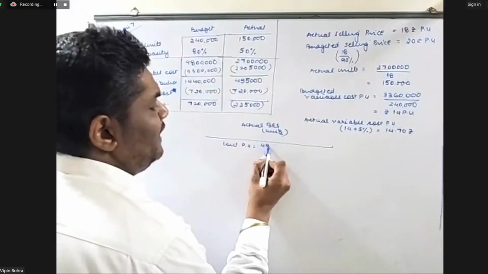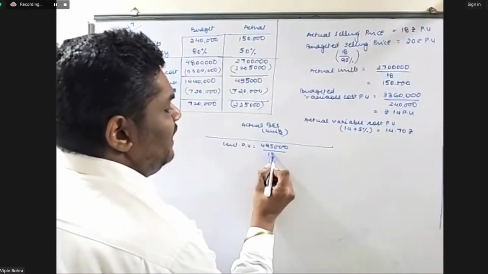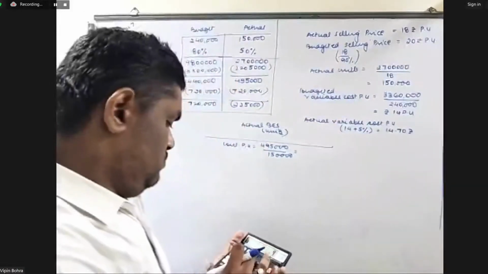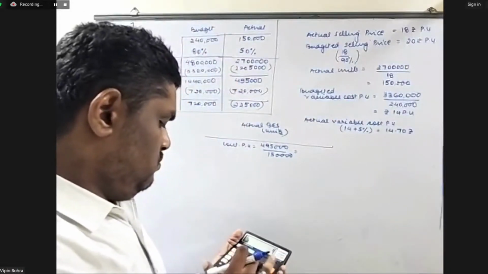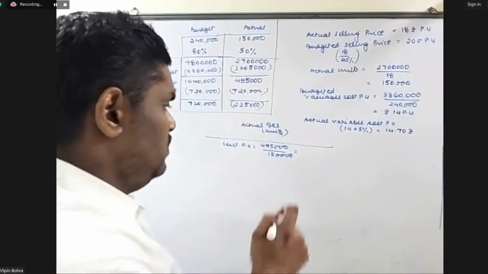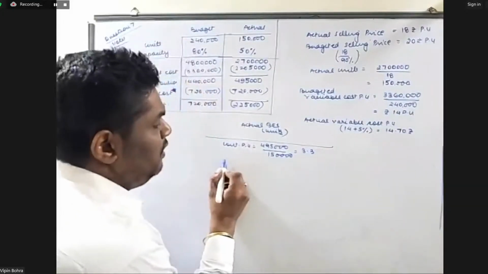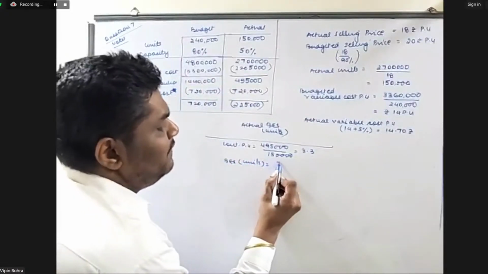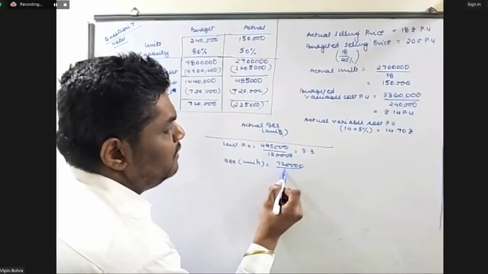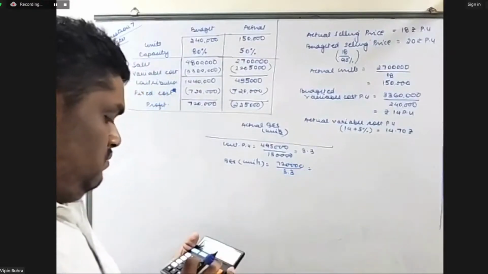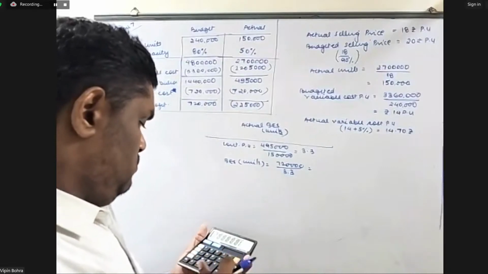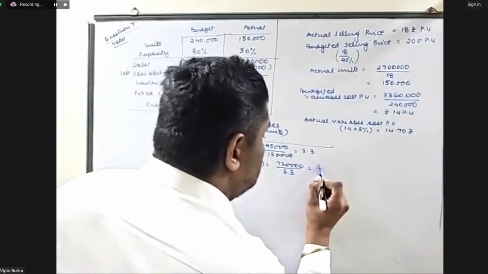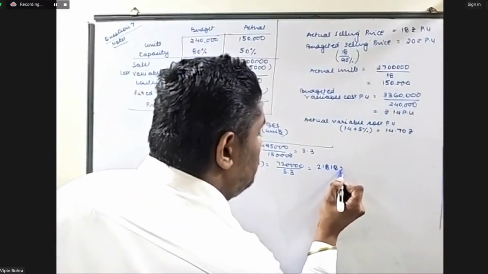Contribution per unit is 4,95,000 divided by 1,50,000. So I'll get the contribution per unit. So this is 3.3. Now break-even sales in units is equal to 7,20,000 divided by 3.3. So 2,18,182.